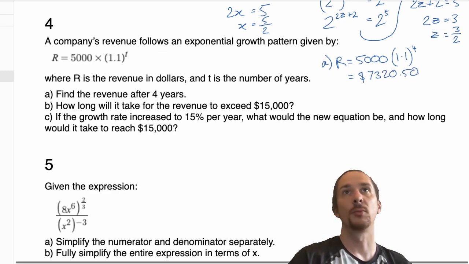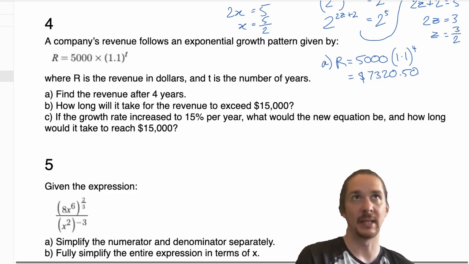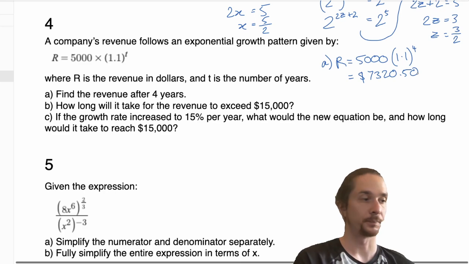How long will it take for the revenue to exceed 15,000? The way I'm going to approach this is I'm going to type in 5,000 on my calculator. I'm going to press equals. Now I'm going to press answer times 1.1. Okay.